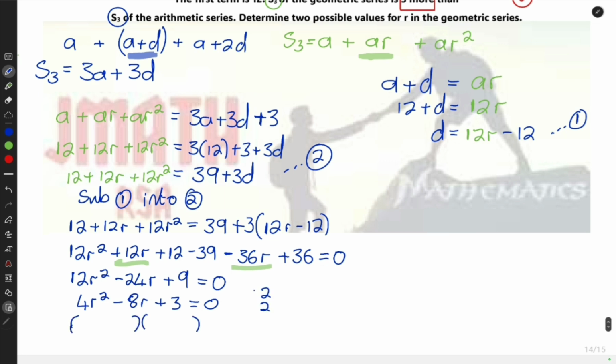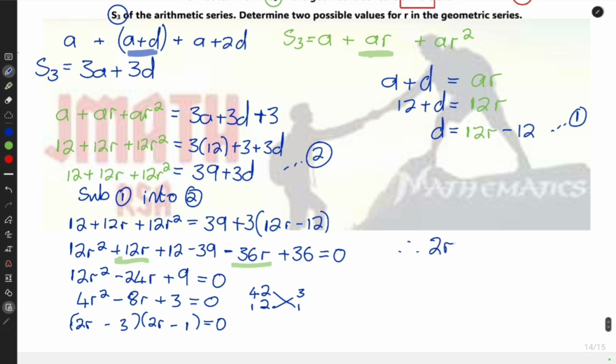So I can take 2 times 2, or 4 times 1, and then 3 times 1. If I multiply those two, I get a 6. If I multiply those two, I get a 2. So minus 6 minus 2 gives me minus 8. So I'm going to say this is 2r minus 3, 2r minus 1 equals 0. And then, therefore, my answer will be 2r minus 3 equals 0. And that will tell me that r is equal to 3 over 2. Or I can say 2r minus 1 is equal to 0, and therefore r is equal to 1 over 2.